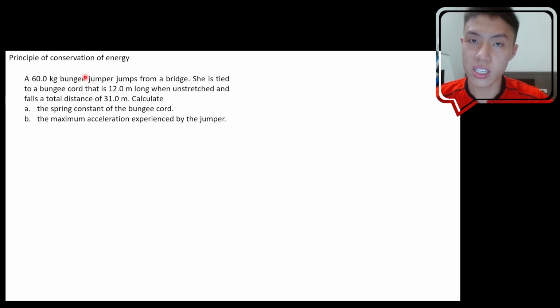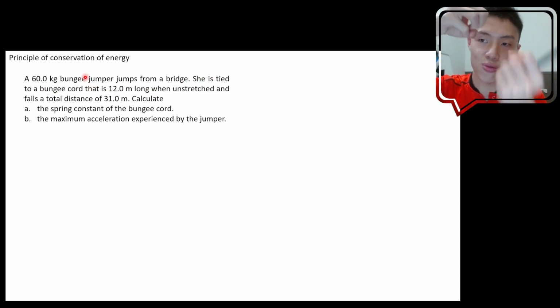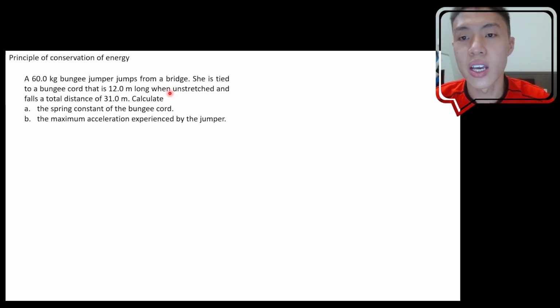So the bungee cord is the spring cord that you see hanging the human. They usually fall with the bungee cord. When unstretched, the original length of the bungee cord is 12 meters. If you stretch it, then you get longer than 12 meters. Then they say that the bungee jumper falls a total distance of 31 meters.